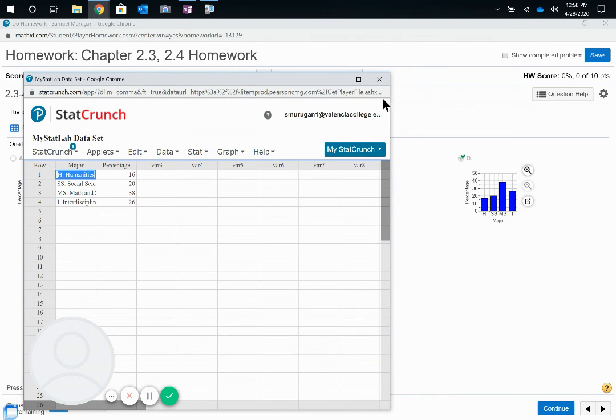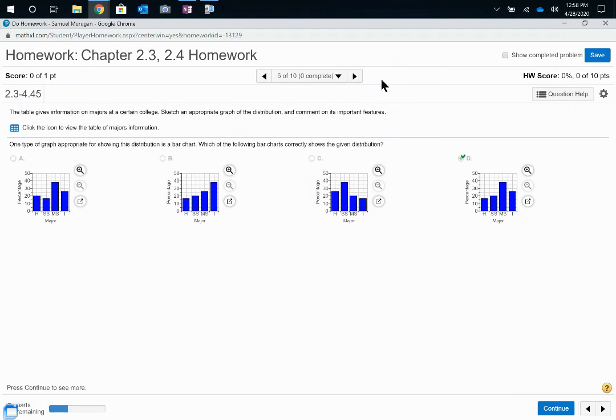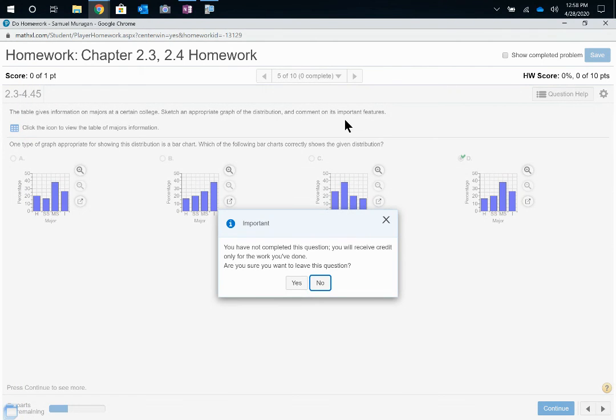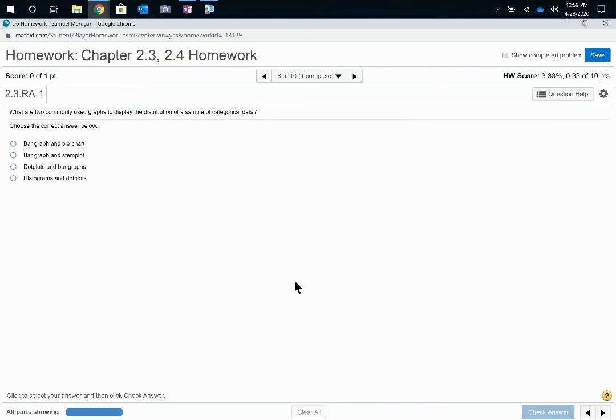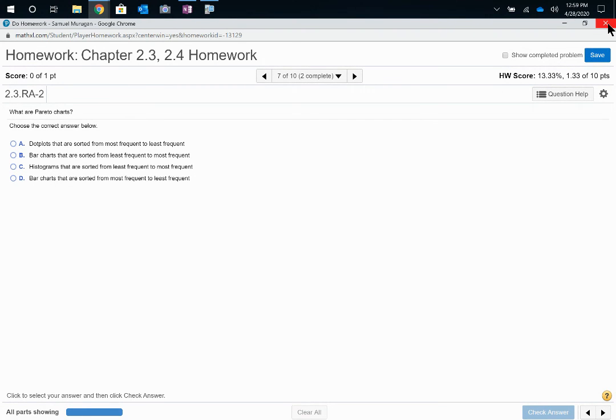Remember that the last few problems on your homework are problems that you have to answer using your notes. For example, what are two commonly used graphs to display the distribution of a sample of categorical data? Bar graph and pie chart. This came directly from your notes. Okay, I'm not going to answer the rest for you. I think you guys can do that from your notes.